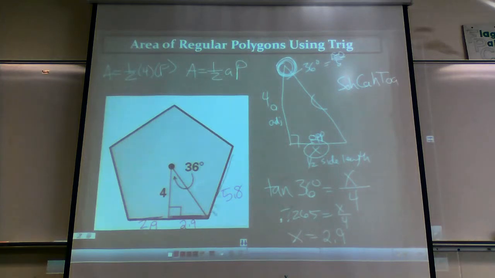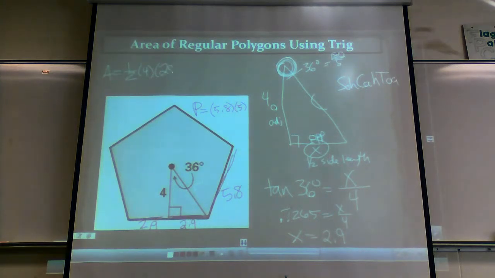So now that you have that doubled, you have the entire side length. So it means now I can do my work to find the perimeter. And the perimeter is just side length times the number of sides. How many sides are there? 5. So what's 5.8 times 5? 29. Okay, so I'm just going to put my 29 in there.